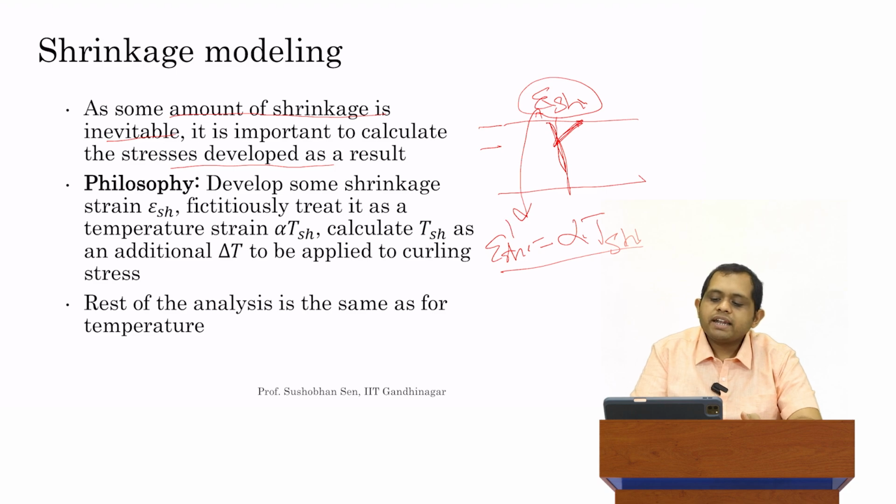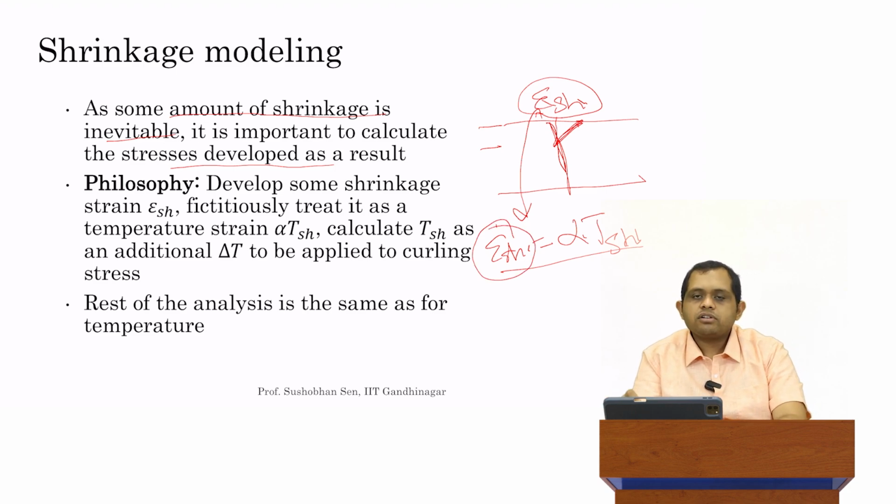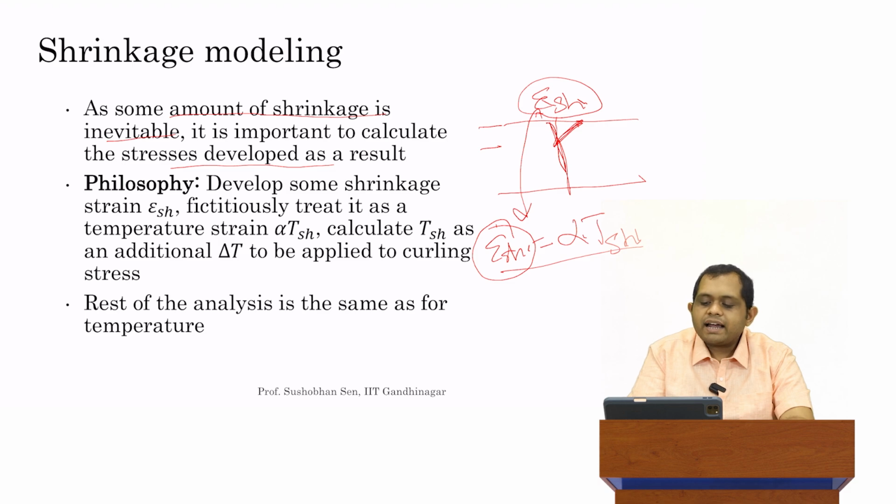And then remember, we can measure or calculate epsilon SH. And what we'll see in the coming slides is a method to calculate epsilon SH. After we measured or calculated epsilon SH, we divide it by alpha, and then we get this TSH. TSH is a fictitious temperature, but nonetheless, it's a temperature. We know what to do with temperature.